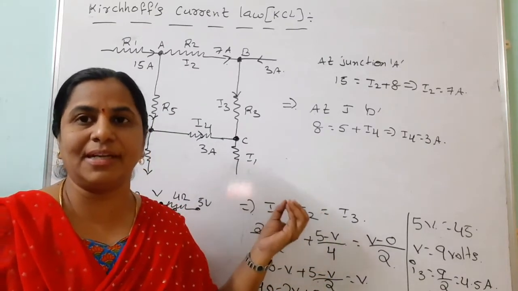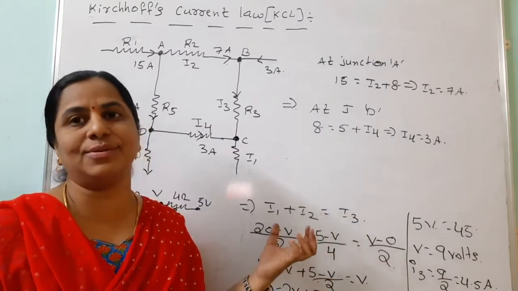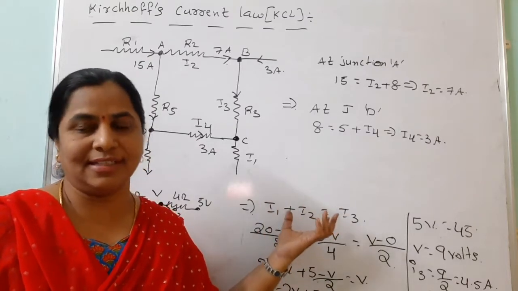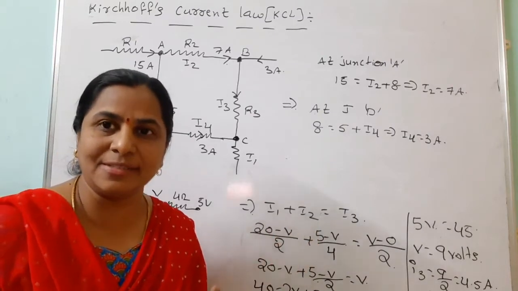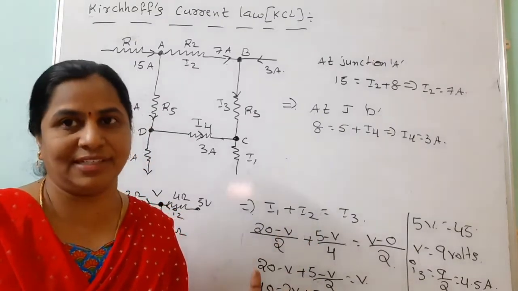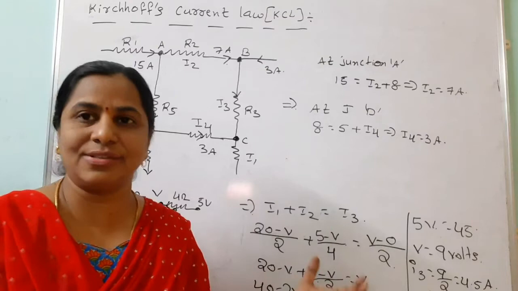It is nothing but at a junction, incoming current equals outgoing current. Otherwise you can say that at a junction the algebraic sum of the currents equals 0. It is based on the law of conservation of charge also. Why? Incoming charge equals outgoing charge.